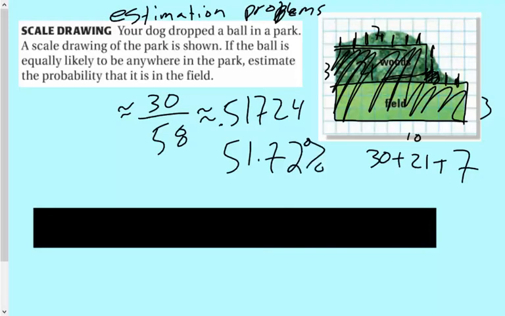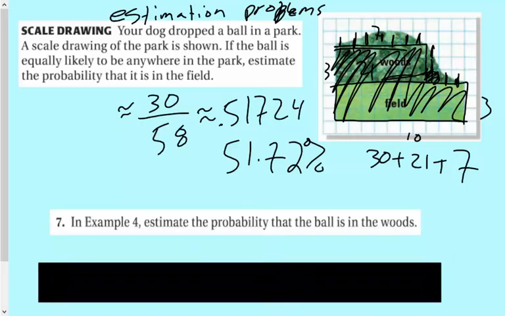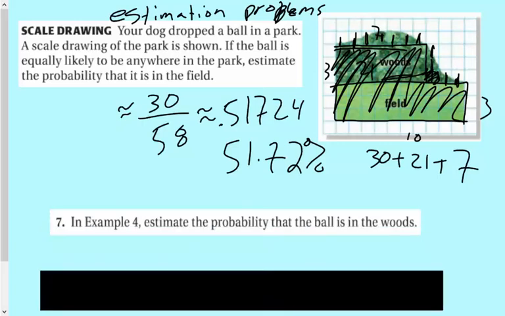And then the follow-up question is, well, if it's not in the field, what's the probability that it's in the woods? Well, you don't have to redo the whole problem. You can just do 100% minus the 51.72%, and if you do that, it gives you 48.28% approximately again. So there you go.